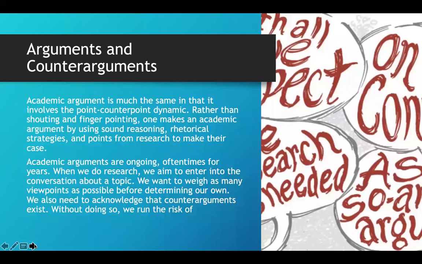Okay. So academic argument is much the same in that it involves the point counterpoint dynamic. Rather than shouting and finger pointing, one makes an academic argument by using sound reasoning, rhetorical strategies, and points from research to make their case. Academic arguments are ongoing, oftentimes for years. When we do research, we aim to enter into the conversation about a topic. We want to weigh as many viewpoints as possible before determining our own. We also need to acknowledge that counter arguments exist.